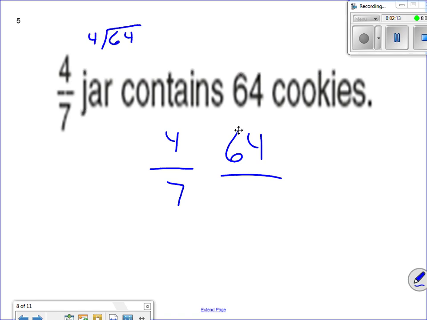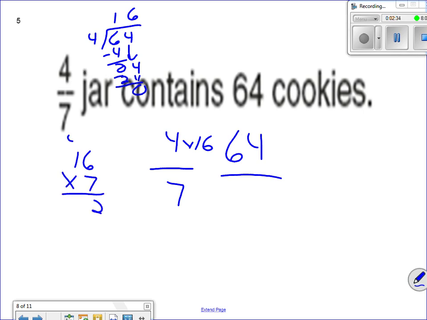I'm not exactly sure how many 4s go into 64 mentally off the top of my head, so I'm going to figure this out. 4 goes into 24 6 times. Boom. So 16. 4 times 16 equals 64. So 16 times 7 equals what? 112 is my whole set.